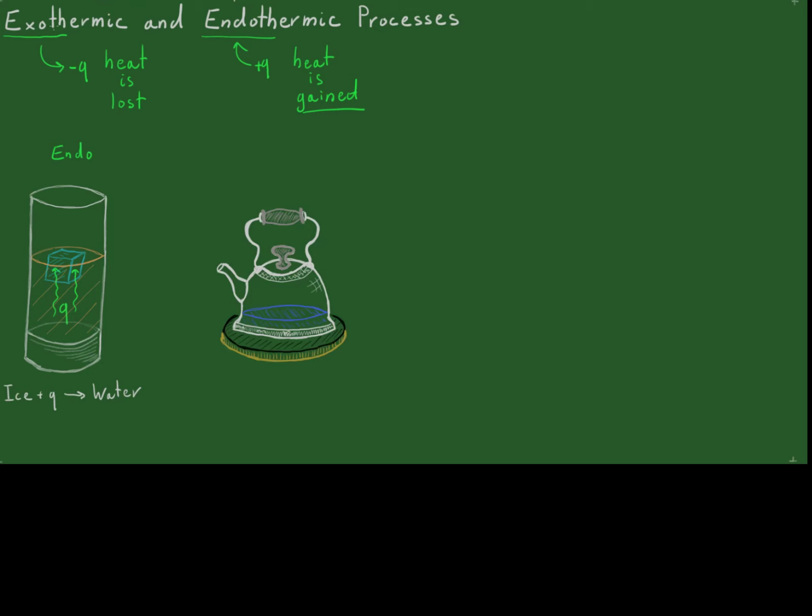Let's make our water in this kettle the system. So we're going to heat it up. So I put the kettle on a stove, and as a result, heat is being transferred from the stove into the water. So once again, heat is being gained by our system, that is water in this case. Therefore, this is an endothermic process. And we could write that I have started with cold water, and I have added heat, and as a result, I've got hot water.